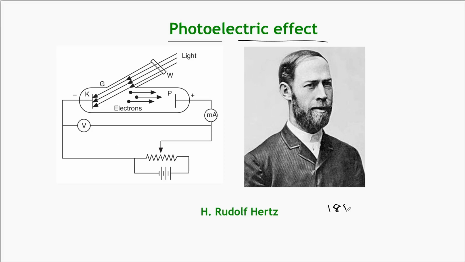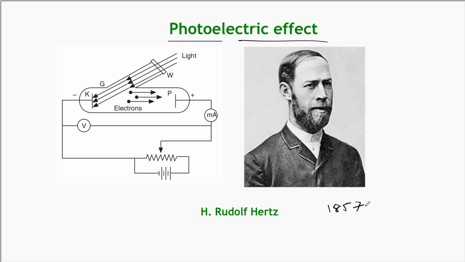In 1857, Hertz discovered that electrons are ejected when ultraviolet light is incident on zinc metal plates. Later, similar experiments were conducted using alkali metals and similar results were also found. The phenomenon of ejection of electrons from metal surfaces is known as the photoelectric effect, and the electrons thus ejected are known as photoelectrons. The current due to these electrons in the circuit is called photocurrent.